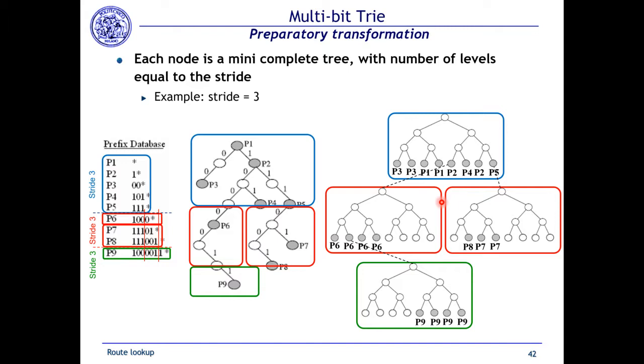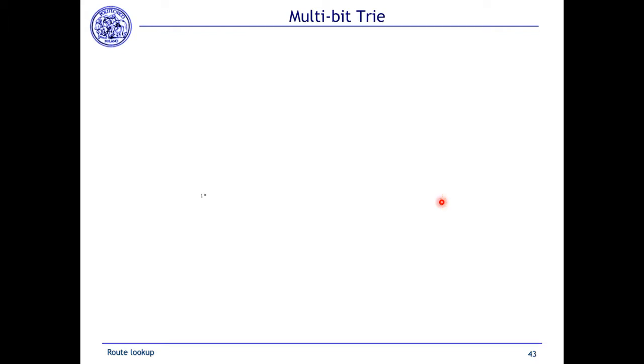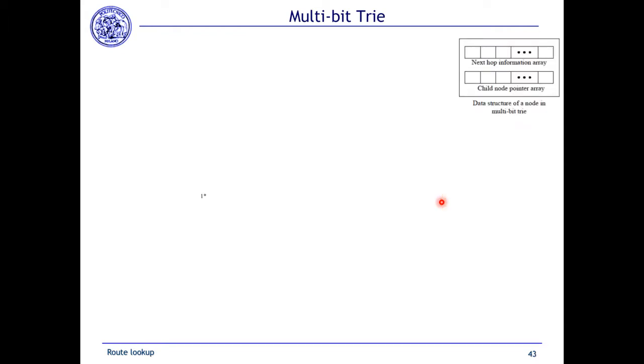Now we can start transforming the data structure, or creating the data structure that can then be used to store this tree. Since here we have to represent a subtrie with a single node, we need in the node not just one information field and two pointers like in the binary trie, but one array of information fields and one array of pointers.